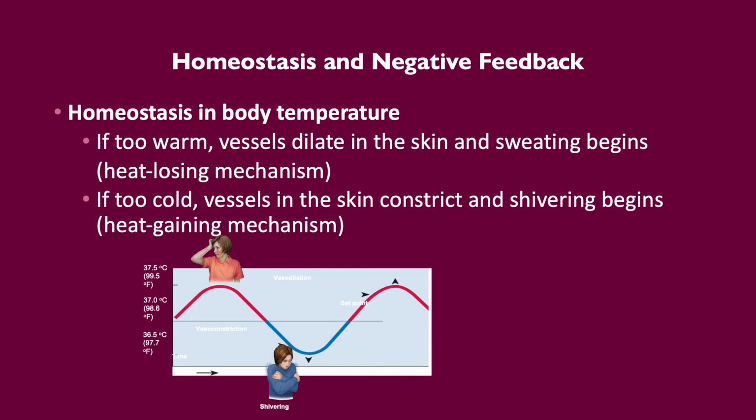Homeostasis and negative feedback. Homeostasis and body temperature. If it's too warm, the vessels dilate in the skin and we begin to sweat. We're losing the heat, okay? It cools down the body. If it's too cold, the blood vessels constrict, the skin constricts, and the shivering begins, and we begin to start to feel warm. Shivering is the body's natural mechanism of producing heat.